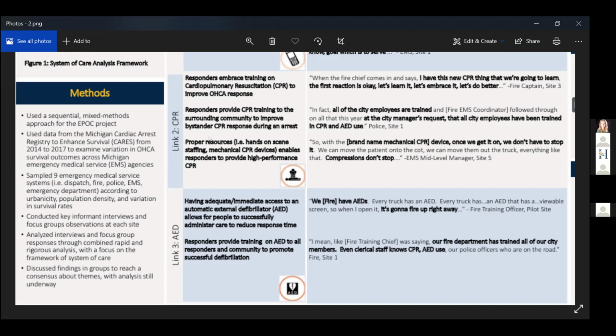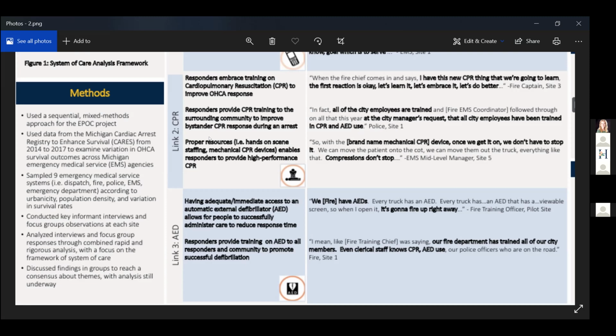And we sampled 9 emergency medical service systems, which include dispatch, fire, police, EMS, and emergency departments, according to urbanicity, population density, and variation in survival rates. So I think we went from high survival rates to medium to low, and from rural to suburban to urban. We took the 9 samples to try to get a holistic view of the Michigan emergency medical service systems.